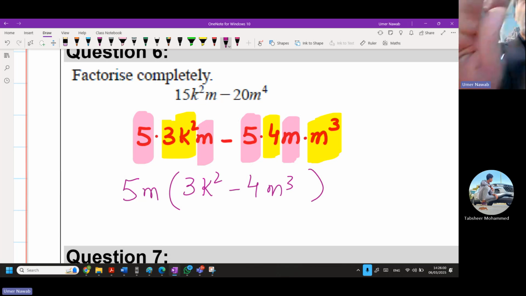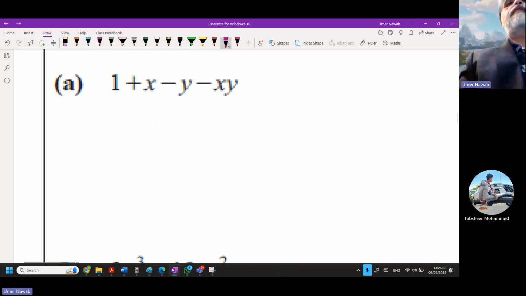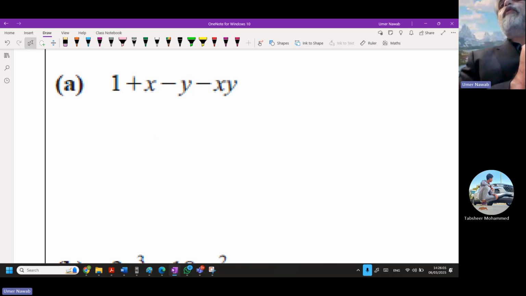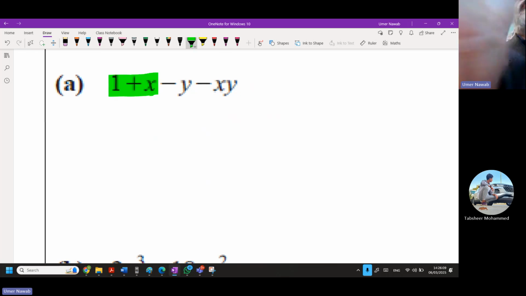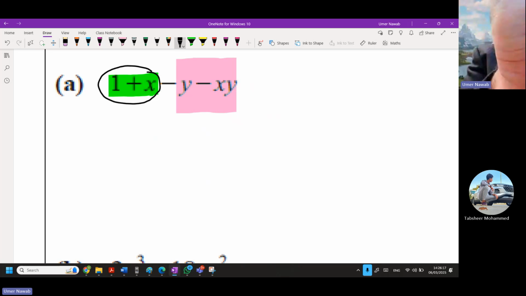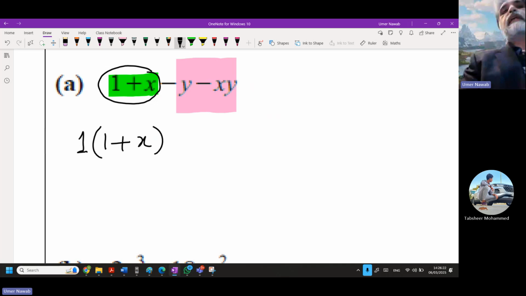Okay, now we move to the next case when we have four terms. So first time we see four terms factorization. For this we need to use the grouping technique. So grouping technique is we have to take something common in the first two terms. If there is nothing common in them, you write 1 outside and you keep 1 plus x as it is. Yani you need to just write 1 outside the bracket because there is nothing common.